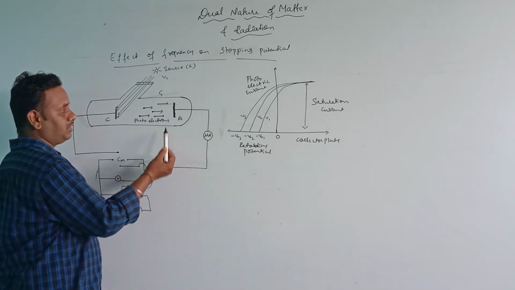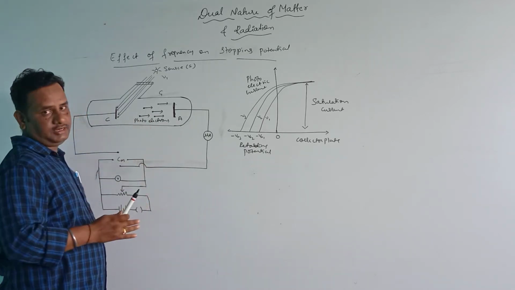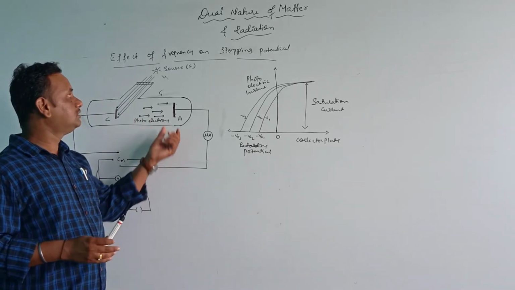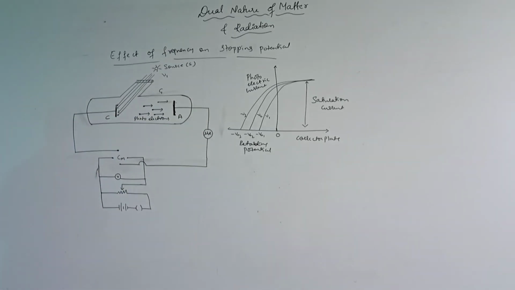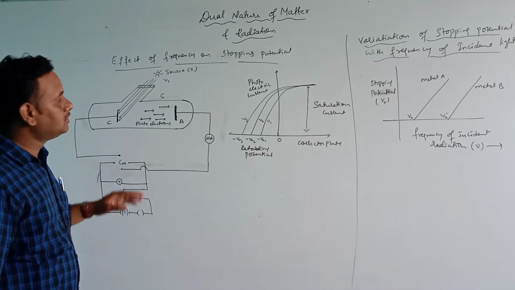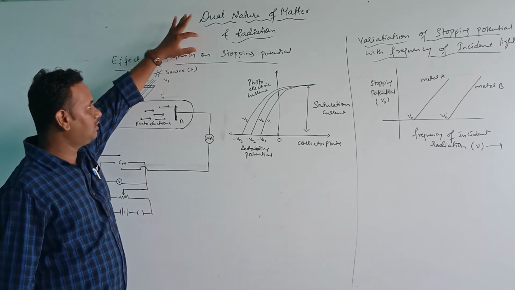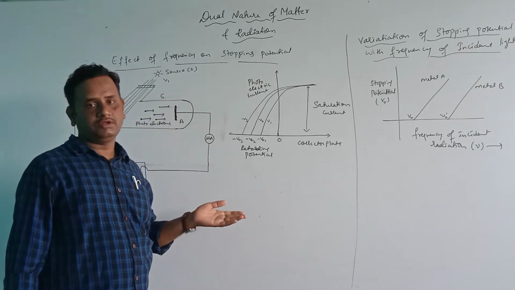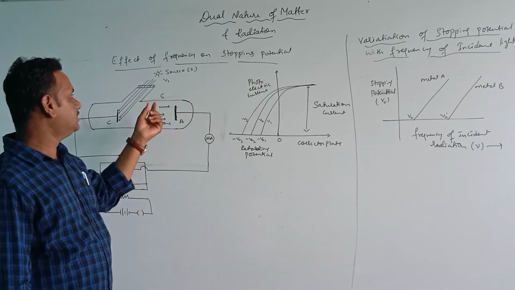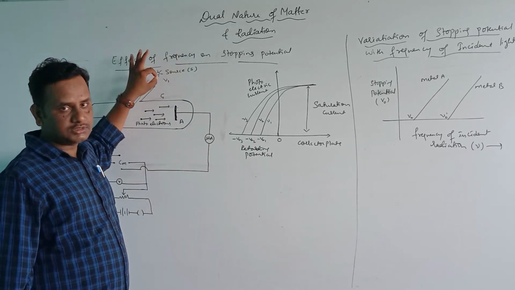मतलब ये जो stopping potential ये oppose करेगा उस electrons को stop करने के लिए. So this is what we have studied in the effect of frequency on stopping potential. That frequency and stopping potential are going to be dependent, at a particular intensity of light. So intensity is constant here.